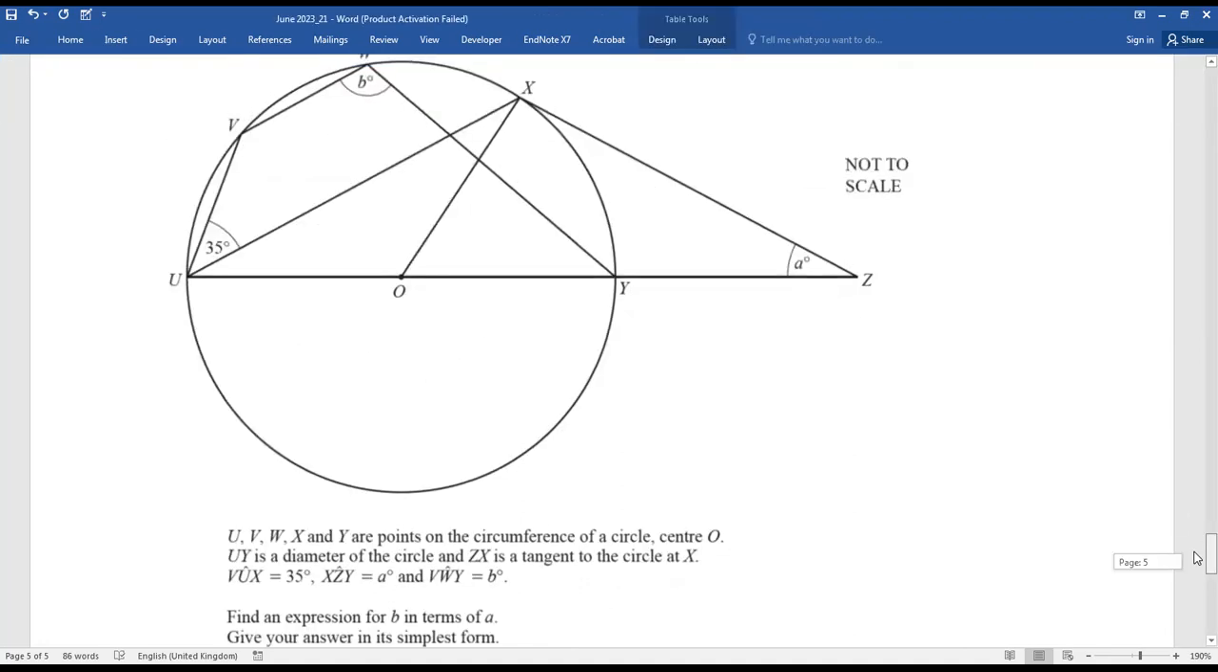So let's see what we can do for B in terms of A. We need to form an equation which will relate B and A. This is the figure that we have, and this is a tangent, this is a radius. If this angle is A, what can I say about XOZ? I'll say that XOZ is 90 minus A.